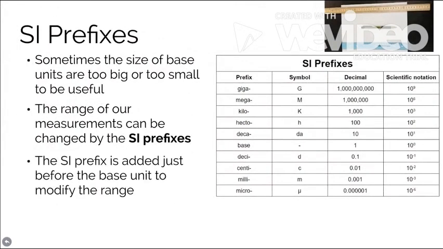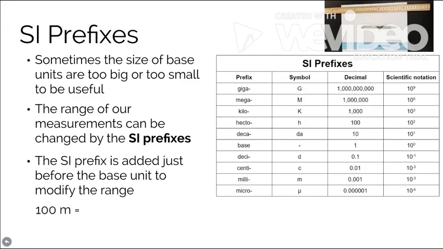Now, the way we use these prefixes is that we just take the name of the prefix and put it in front of the base unit that you're measuring. We talked about grams, and you know that you have kilograms that you can measure. So kilo just means 1,000 and gram means gram. So with a kilogram, you have 1,000 grams.